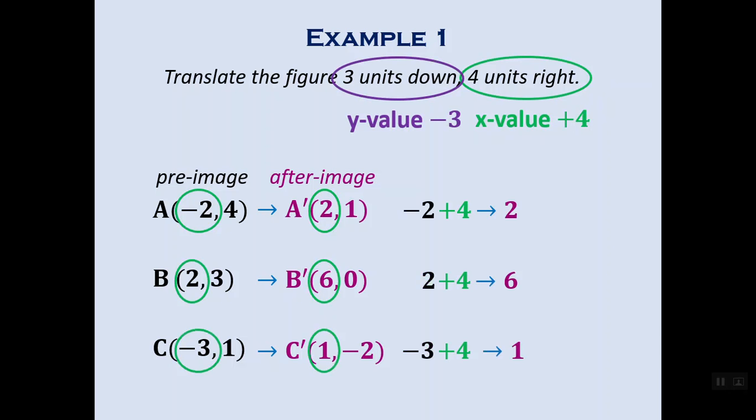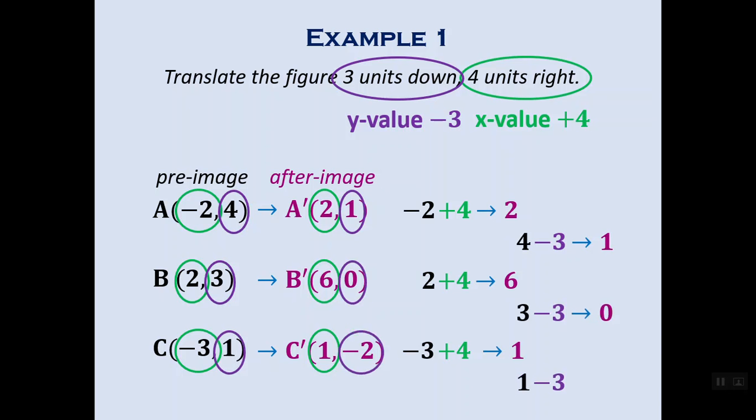Let's see what happened with our pre-image and after-image ordered pairs. So the 4, we started with a 4 and subtracted 3 from it, we would get 1, and that's exactly what happened. We take 3 and 0. Let's see if we have 3 and subtract 3 from it. That gives us 0. And we start with a 1 and we subtract 3. That gives us negative 2. So you can see that we could have done this all with the adding and subtracting method without even needing to use a graph.